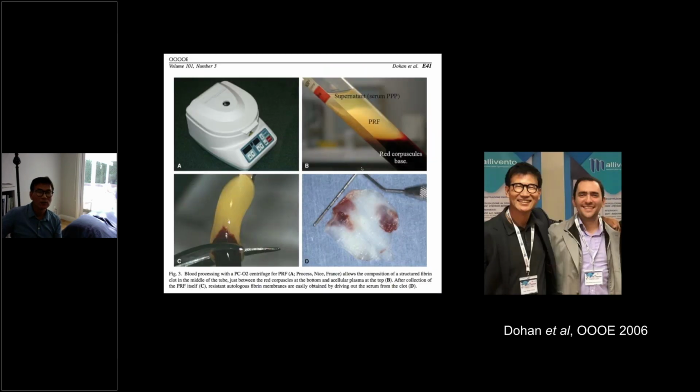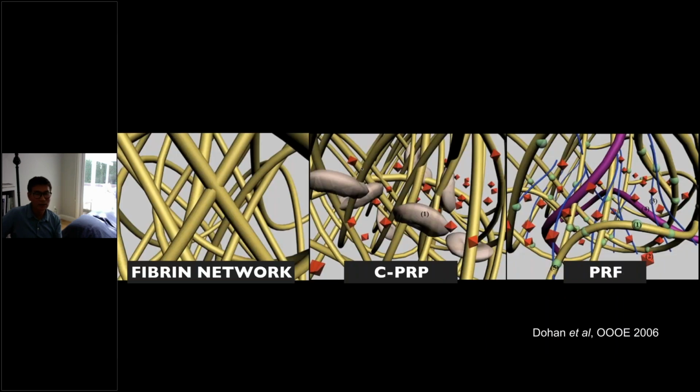So this is the machine that spins them, and then you can see the serum with the PPP, and then the PRF, and then there is the buffy coat connection, and then there is the red blood cell. So he did a lot of research and published in journals, so you can Google him yourself and read the articles. There are tons of good articles there.